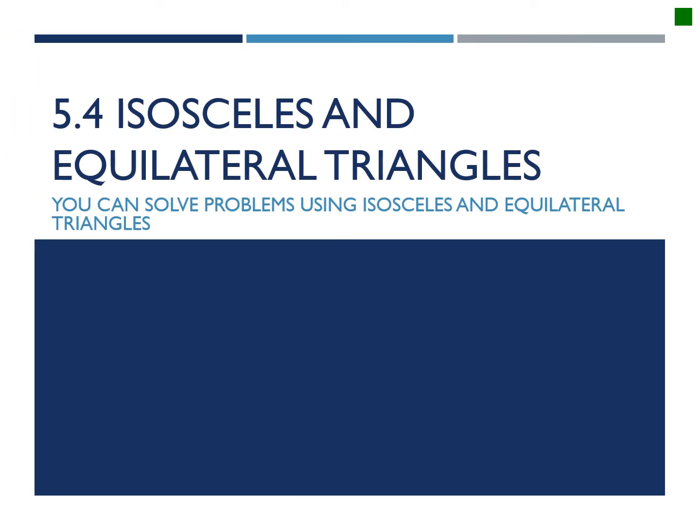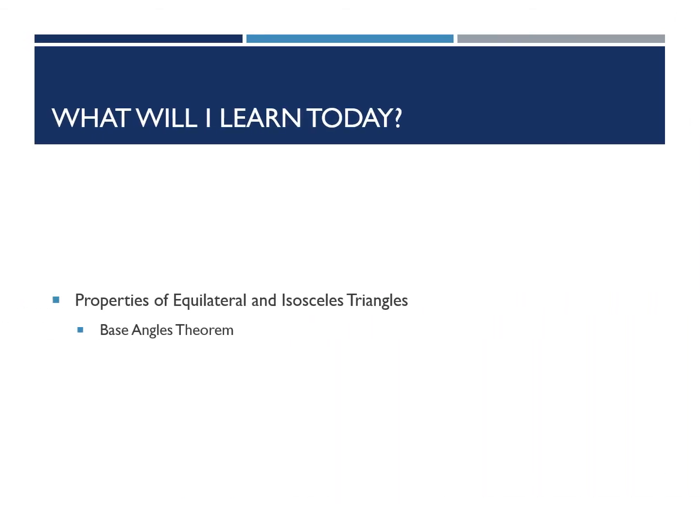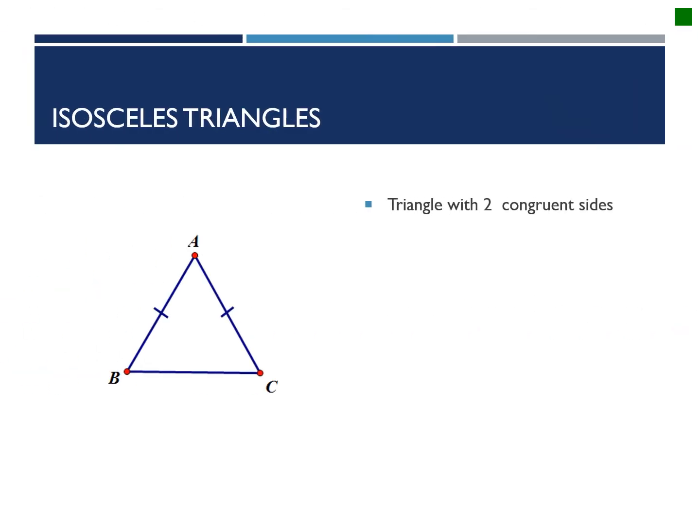All right, so today we're going to talk about isosceles and equilateral triangles and some of the theorems that are important to them. So an isosceles triangle is a triangle with two congruent sides.